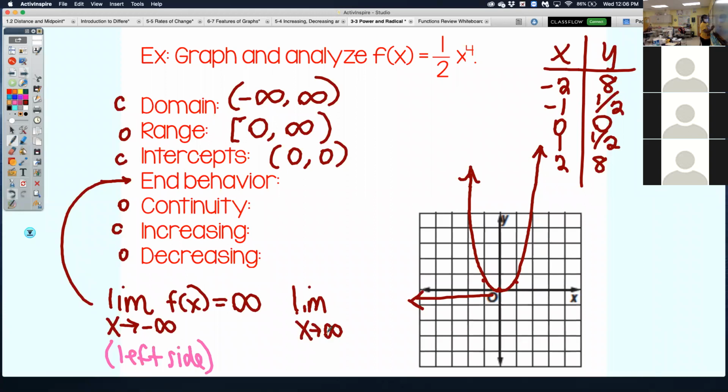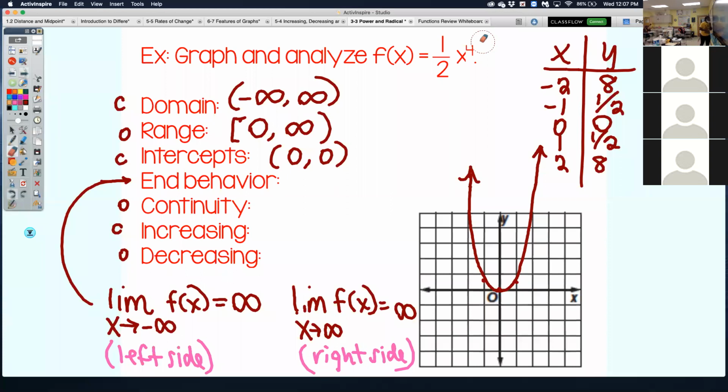As x approaches positive infinity, that means we're talking about the right side. So again, as x is getting closer to positive infinity, what's happening to your y's? They're increasing. They're going to infinity as well. So this is going to equal infinity also. No, they will not always be the same value. It really depends on your power function. But that would be your end behavior. Any questions on end behavior?